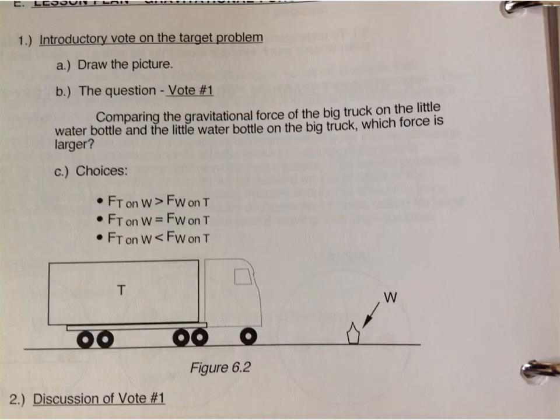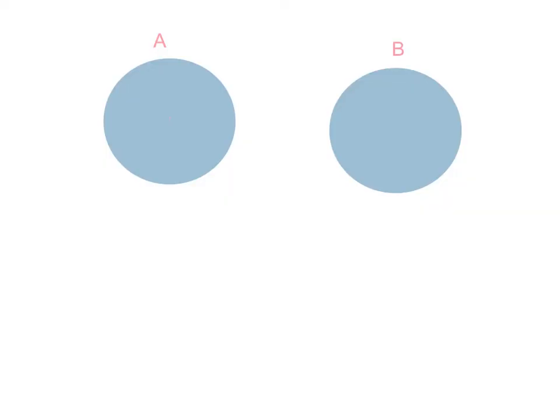Alright, so here's where I'd like to begin. I'd like you to read this question and think about how you would answer it based on your understanding of physics so far. Okay, so we're going to come back to that question. Let's think a little bit about how these particle diagrams that we talked about earlier can help us understand what is happening and how to make an accurate prediction of what the force of the water bottle would be on the car and vice versa.